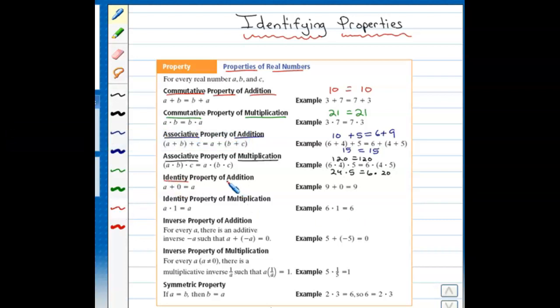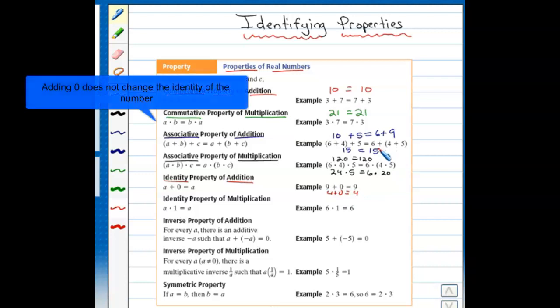The identity property of addition states that A plus 0 is equal to A. So any number plus 0 is equal to that number. 9 plus 0 is equal to 9. 4 plus 0 is equal to 4.